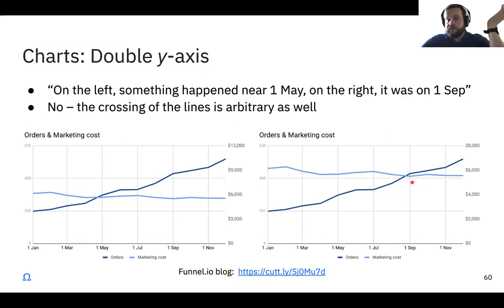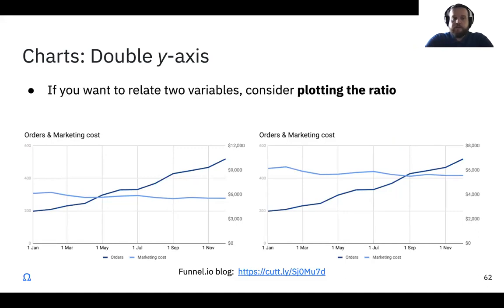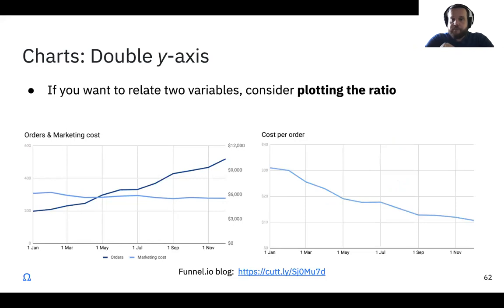Well, no, because the crossing of the lines is arbitrary as well, due to the relationship between the axes being arbitrary. So here I can say this resolutely: double y-axis is always a trap. So never use it. If you want to relate two variables, consider plotting the ratio between them, if it's meaningful and if it's a ratio variable.